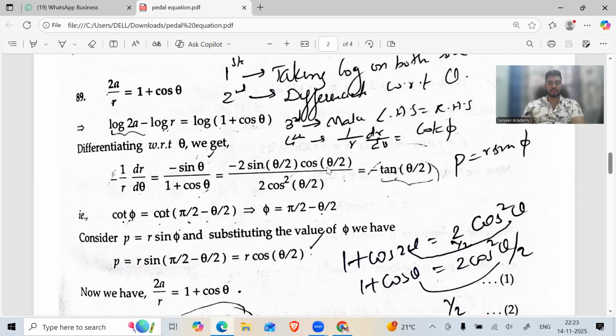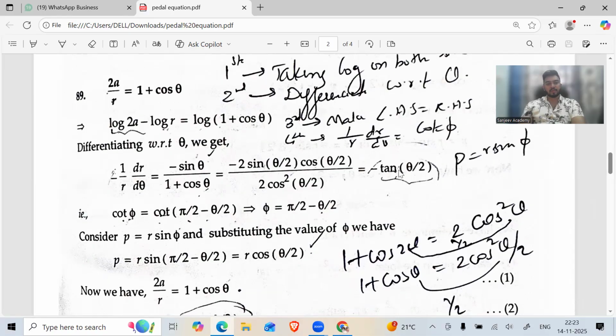Suppose if I don't understand, just play back the video and you will be able to get it. Cancel all the similar terms and you'll get minus tan(theta/2). Now, what is 1/(dr/d theta)? Cot phi. So this minus and this minus will cancel out each other. Everything you have to do, because while listening again, we might get stuck. So 1/(dr/d theta) is cot phi, correct?